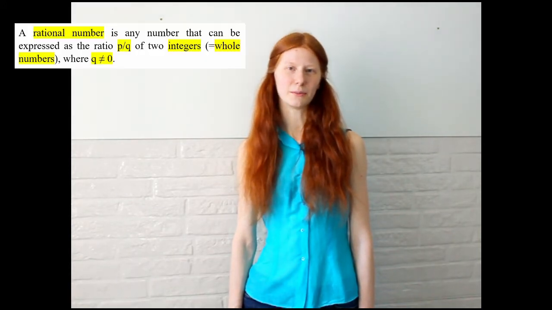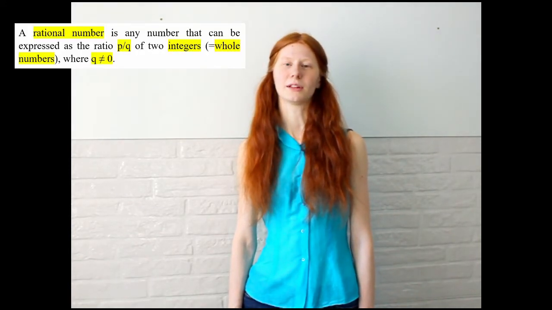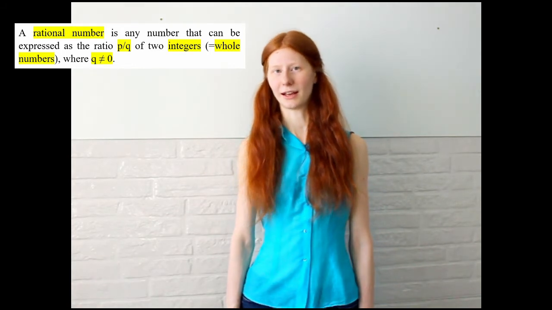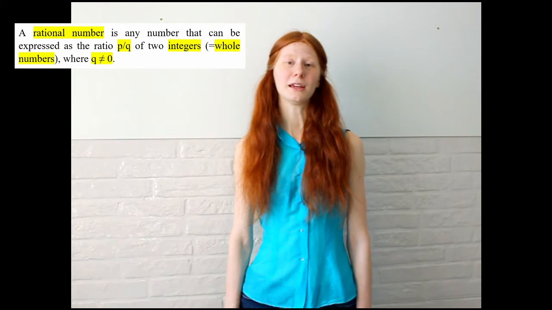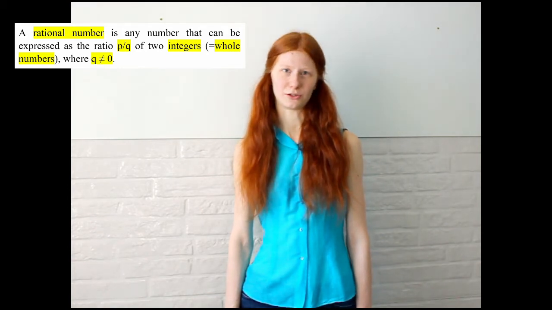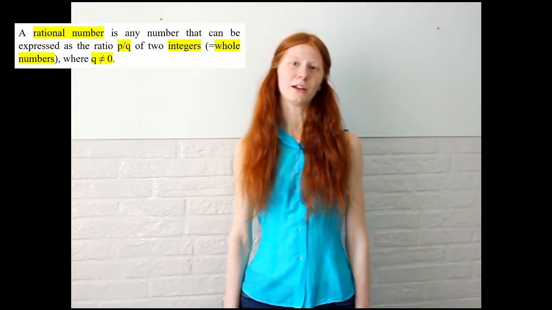A rational number is a number that we can express as p divided by q, where p and q are integers. So here you can see a fraction. What is a fraction? It is p, which is a numerator, and q, which is a denominator.